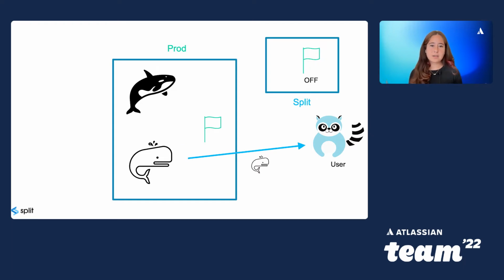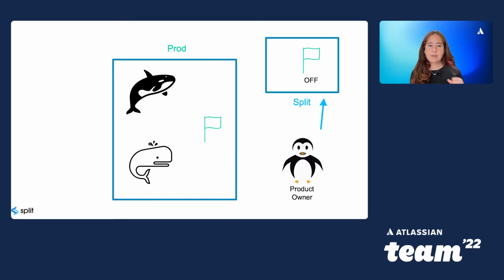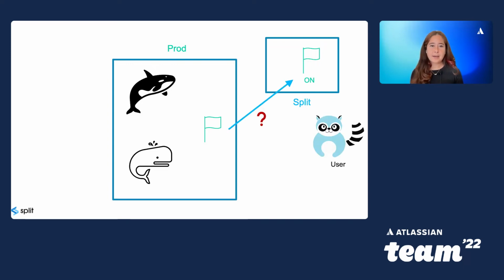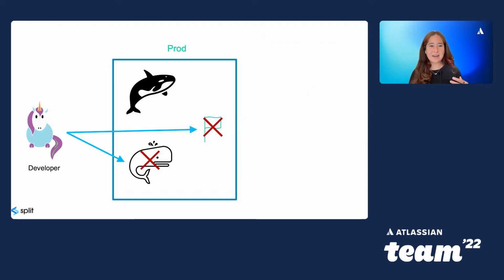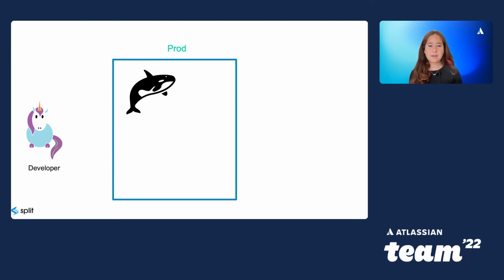So nothing has changed. New code is on the server. The user sees nothing different. Now, later on, we can have a product owner come in and change that flag from off to on. And now at this point, when that user comes back, and the flag is checked, they're going to get that new whale back. And so now, assuming everything goes well, everybody's going to get that new whale. And then the developer can come in and delete that old whale as well as the feature flag, so they can clean out that old code. And now it's only going to be left with the new code.